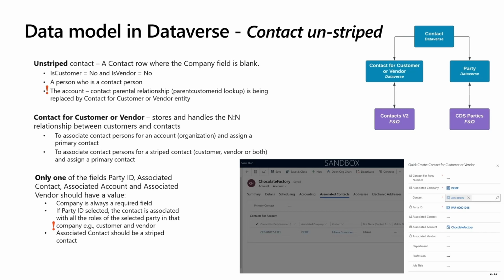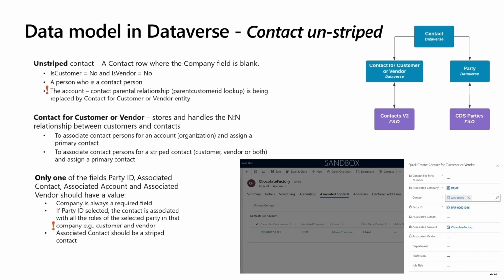The out-of-the-box association, the relationship that we have between account and contact, reflected in the parent customer ID lookup available on the contact record, is now being replaced with a contact for customer or vendor entity. This entity will store and will handle the many-to-many relationship between customers and contacts.